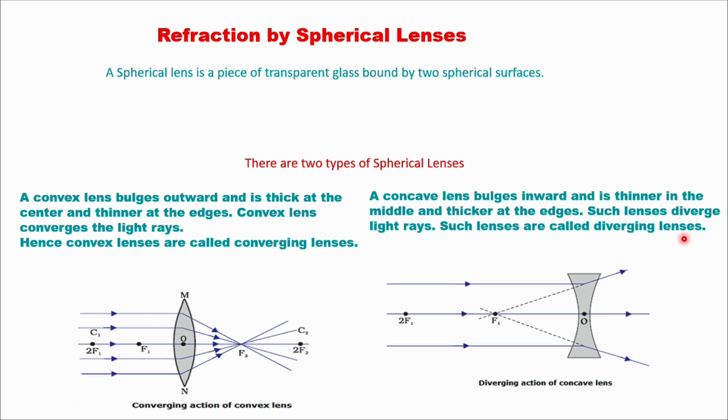Sometimes in the exam they may ask you to differentiate between convex lens and concave lens. One is a converging lens, the other a diverging lens. Convex lens bulges outward. This one bulges inward. It is thick at the center, thinner at the edges. So like that, or even you can explain this, it is more than sufficient for your answer to the question.